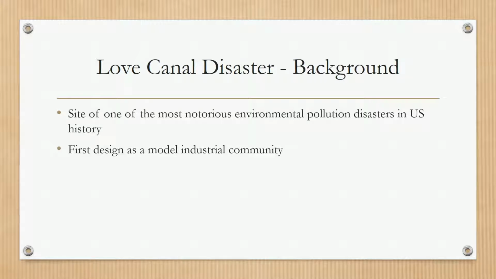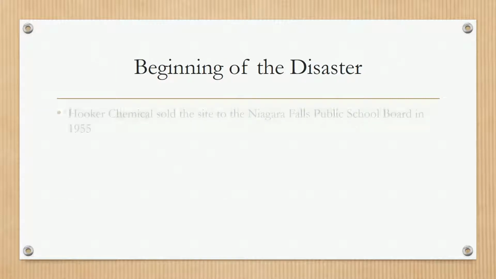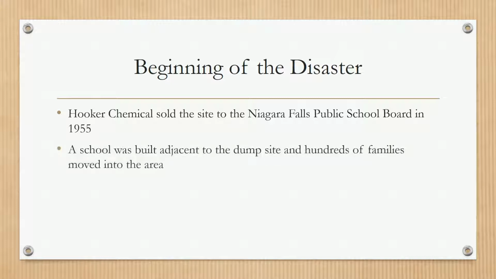Work on the canal began to reroute waters from the Niagara River, however, it was never finished. Hooker Chemical bought the land and used the canal to dispose of chemical waste from the 1940s into the early 1950s. In 1955, the land was sold to the Niagara Falls School Board, and a school was built and hundreds of families moved into the area.